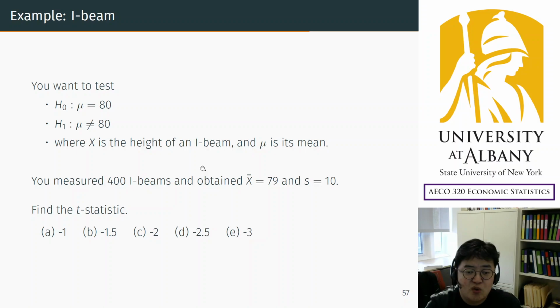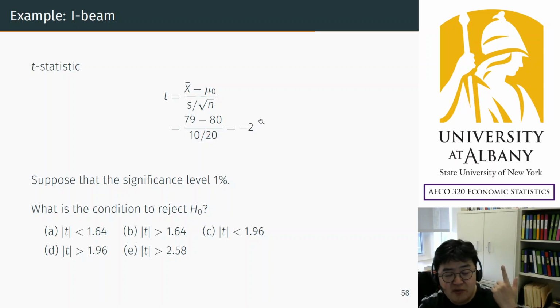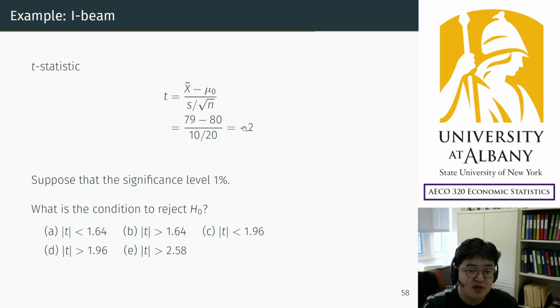Okay, so the answer is like this. Your sample average is 79, and your belief is 80. So the difference is -1. The numerator is the difference, and you standardize that with the standard error. Divide by the standard error. Sample size was 400, whose square root is 20, and standard deviation is 10. So we have -2. After standardization, the 1 millimeter difference becomes -2 in the scale of the standard normal distribution, right?